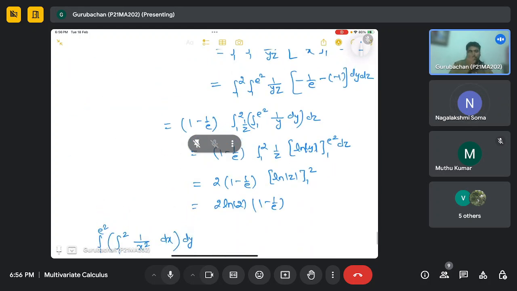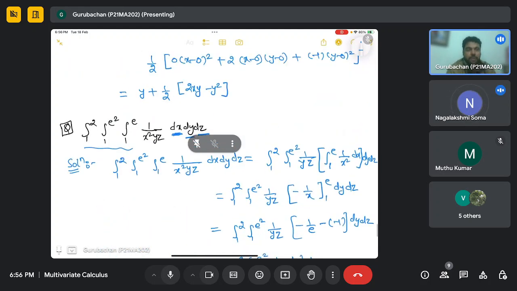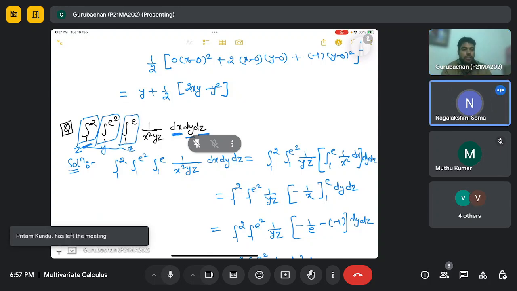See, what you have done now, let me tell you. You have changed the limit. Here, the last limit corresponds to z, this limit corresponds to y, and this limit corresponds to x. Understood? Why did you take it in this way?